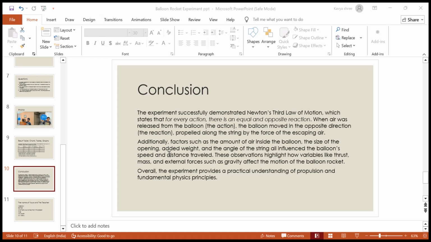Observations showed that factors like the amount of air, the size of the opening, added weight, and the string's angle all influenced the balloon's speed and distance. This highlights how thrust, mass, and external forces like gravity affect motion, providing a practical understanding of propulsion.